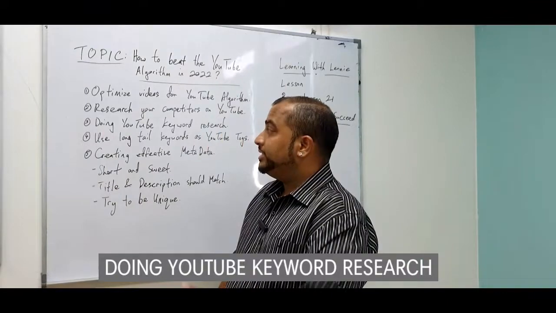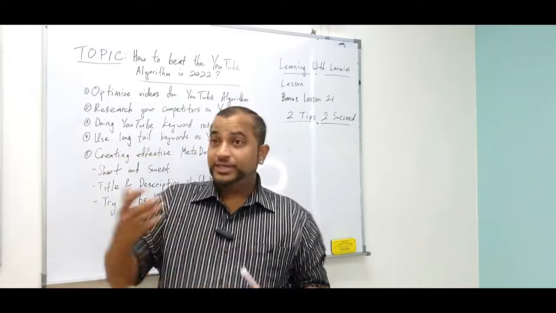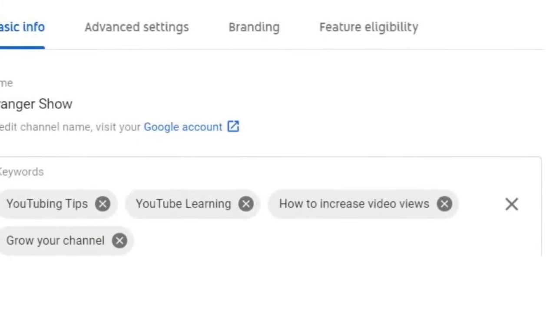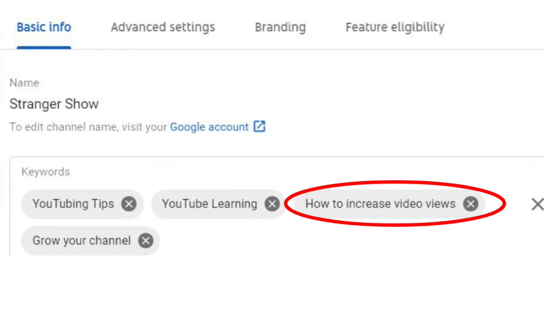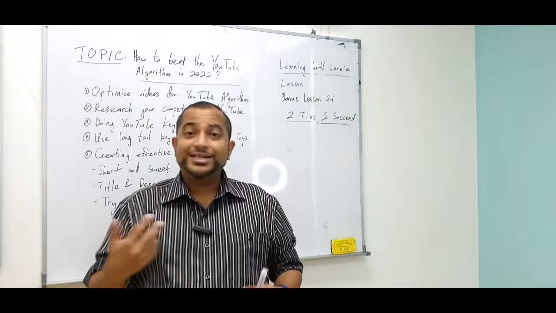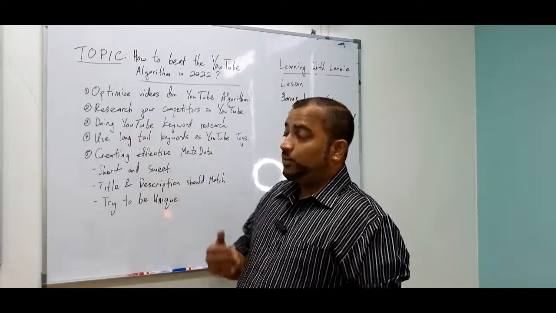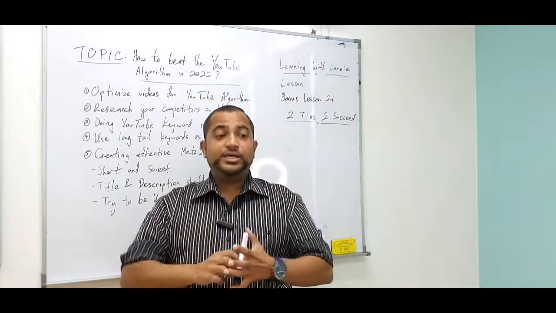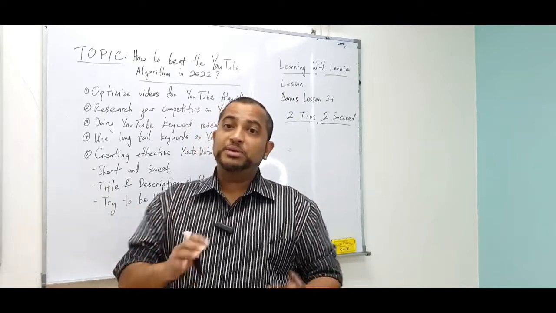The third thing here is doing YouTube keyword research. So when you run topics, for example, how to beat the YouTube algorithm in 2022, the main keywords here are YouTube as well as algorithm, and that's what people are going to key in, right? So it's really important that you know what keywords are out there, research those keywords, and use those keywords, because that is what people are searching for.